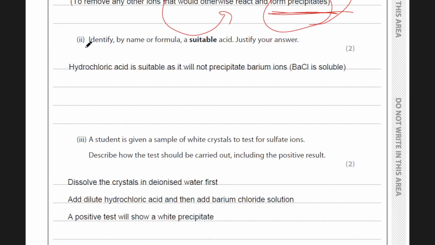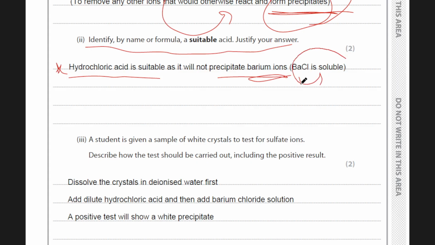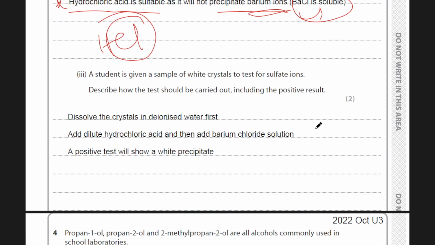Okay, identify by name or formula a suitable acid and justify your answer. Obviously, a strong acid such as hydrochloric acid is suitable because it's not going to precipitate barium ions, since barium chloride is soluble. So it's very important that we choose an acid with an anion which reacts with barium ions and produces a soluble compound, because the compound produced has to be soluble so that precipitates are not produced.